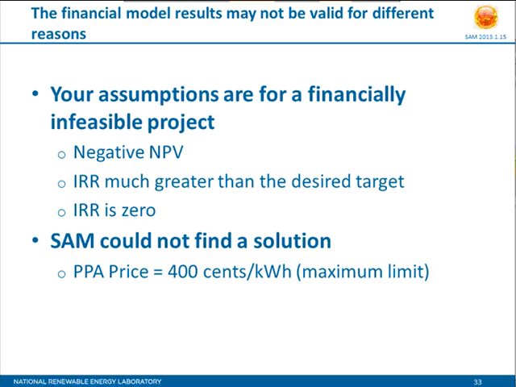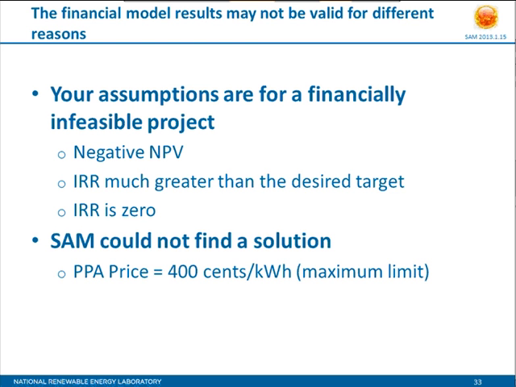Okay, there are times when you run the PPA model when you'll get results that don't make sense. You might get an internal rate of return that's ridiculously high. You might get negative NPV or a high debt fraction. Usually when that happens, you blame the model, and then you email me and you say there's something wrong with SAM. But as it turns out, most of the time when you get those strange results, there's something going on with your assumptions. You've modeled a project that's not financially feasible.